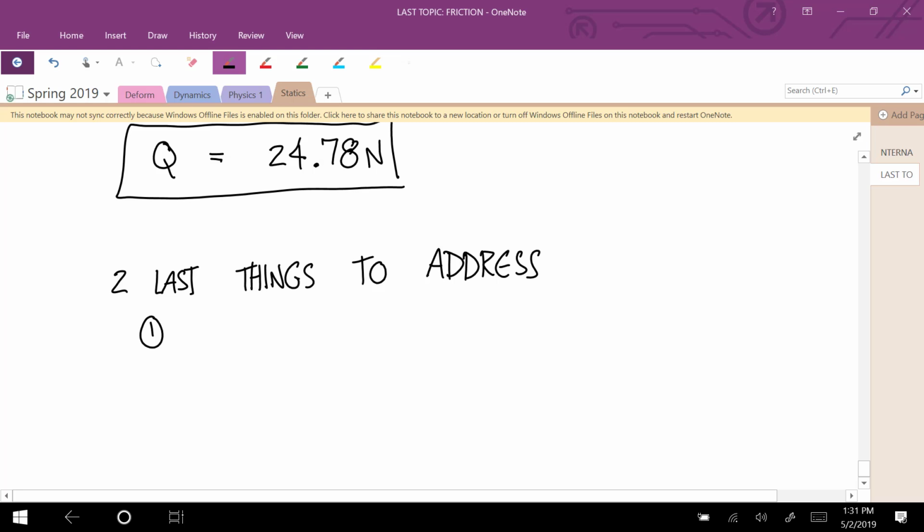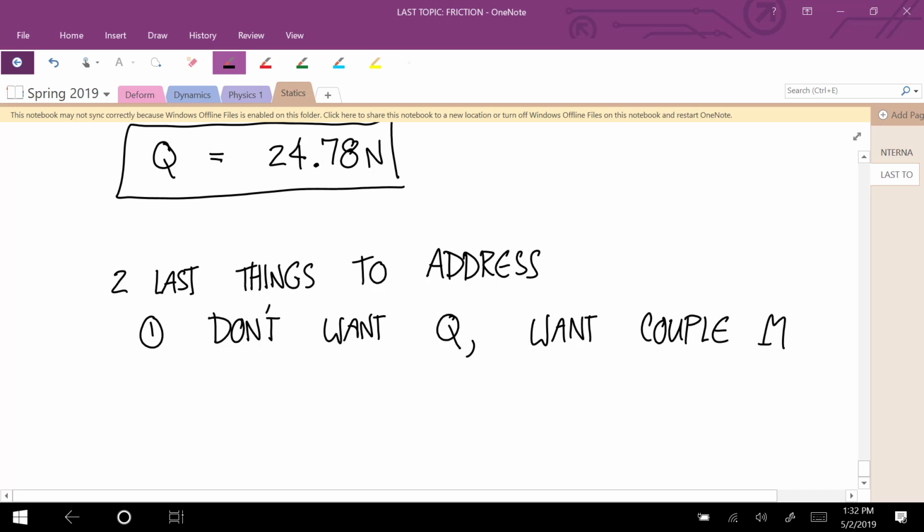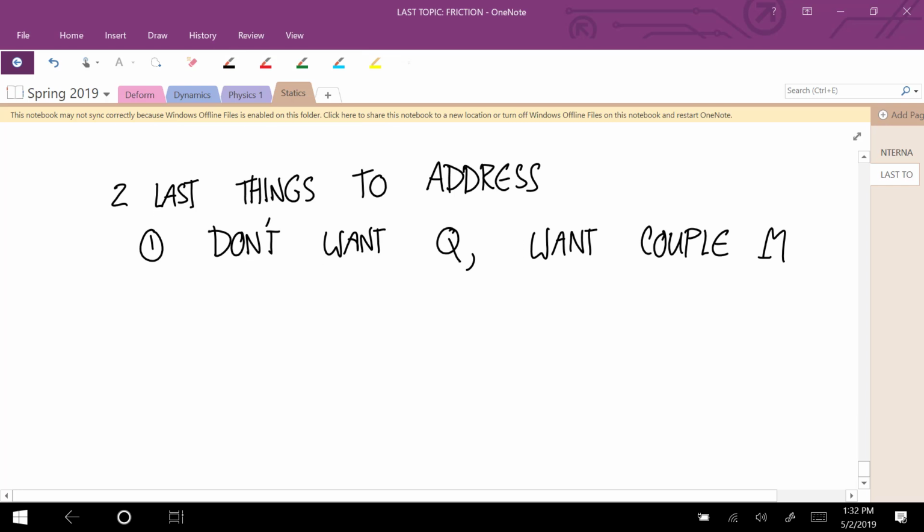The first one is we don't really want that value Q. We really want a couple that you have to apply. I'll call it M. If you're thinking of the screw like this, then this distance is just the screw's radius, little r. And so the couple you're applying is just equal to u times r.